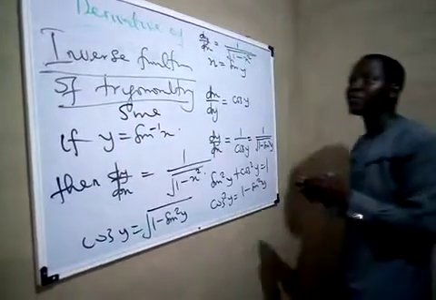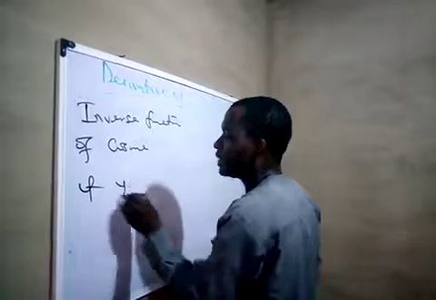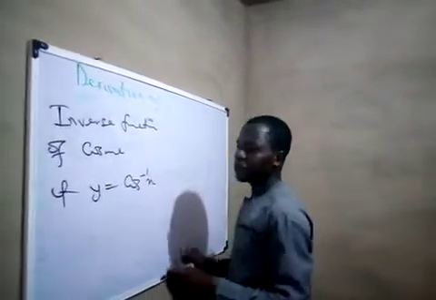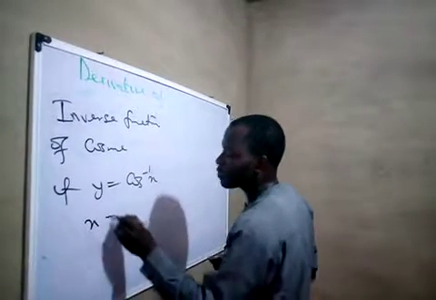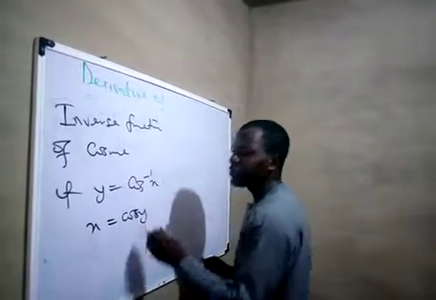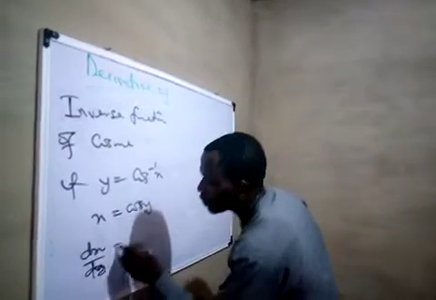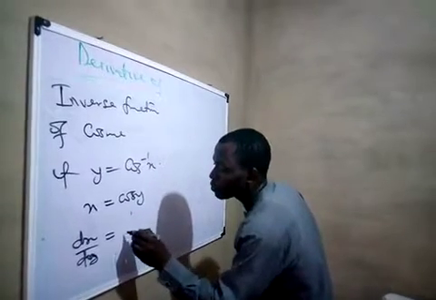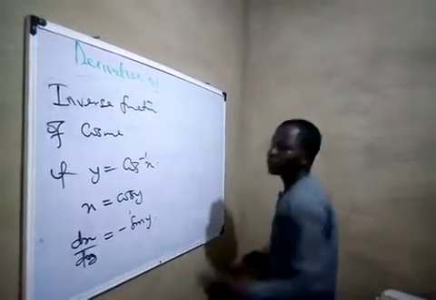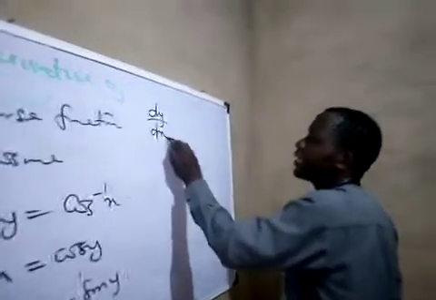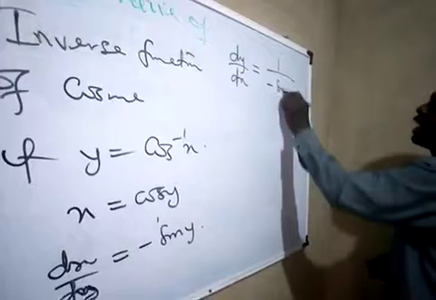So let's now see the inverse function of cosine. If y equals cos inverse of x, that means we are saying x equals cos y. So if I differentiate, dx/dy will give us minus sin y. But our determination is to get dy/dx. dy/dx will now give us 1 all over minus sin y, because if you take 1 over this, it will give us dy/dx.